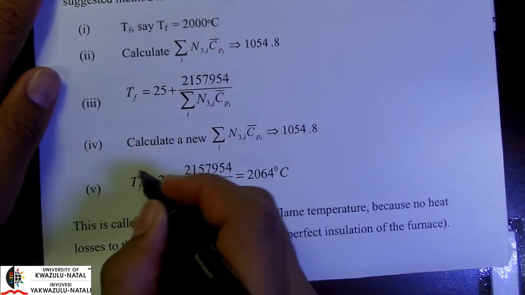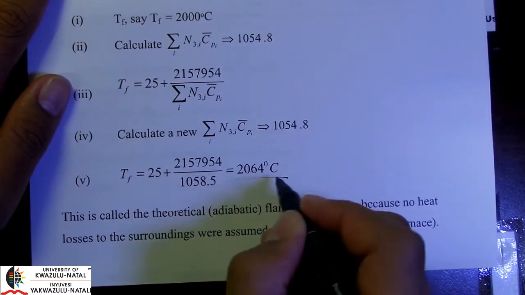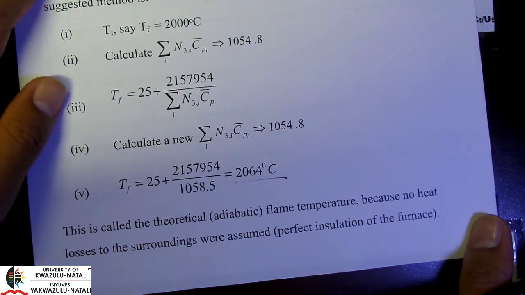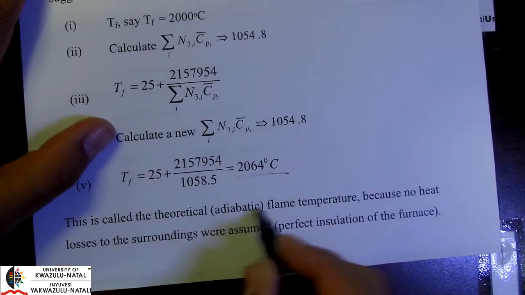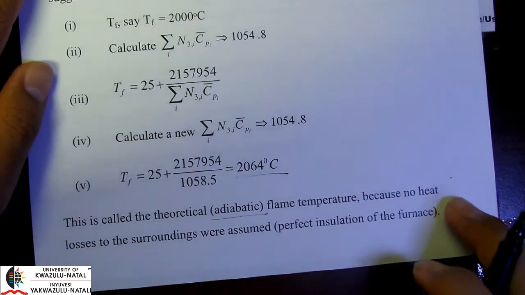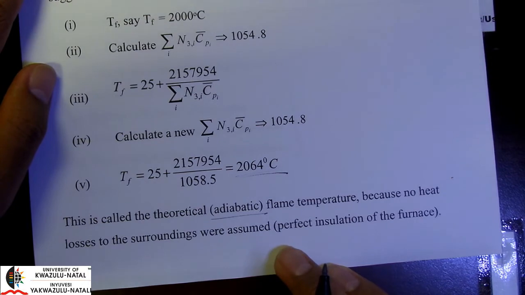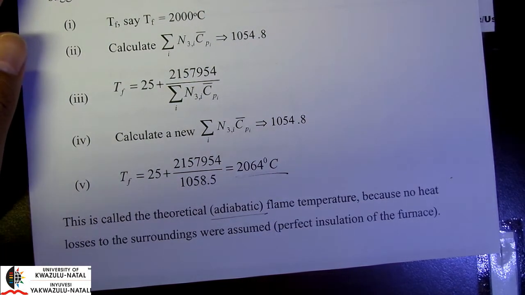Okay, now what we end up finding, so that's our final adiabatic flame temperature, and this is called the theoretical adiabatic flame temperature because we are assuming that there are no heat losses to the surroundings. In other words, perfect insulation of the furnace.